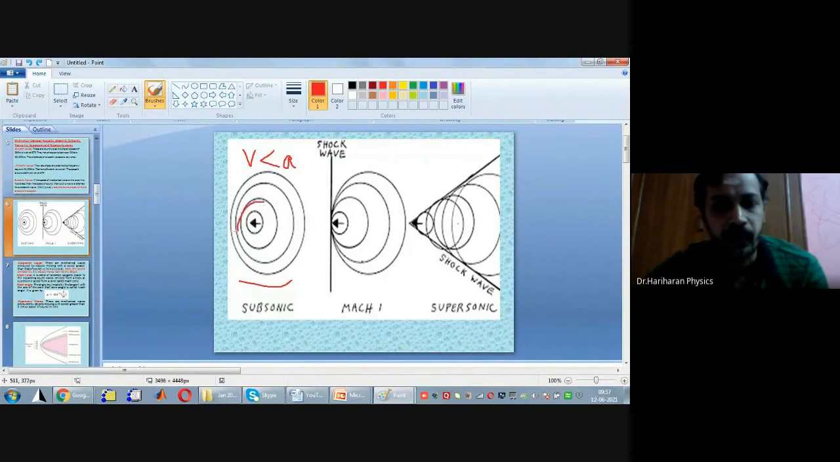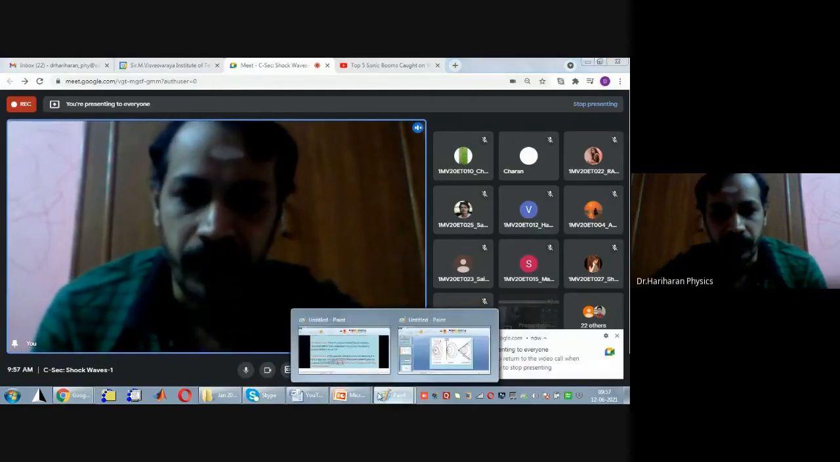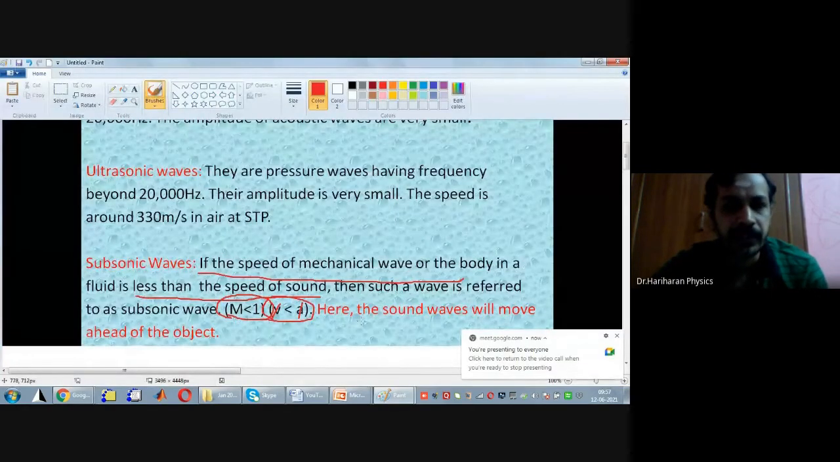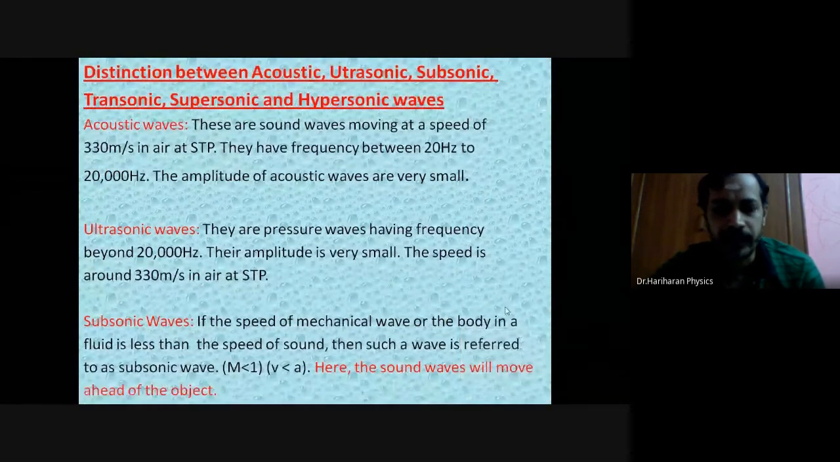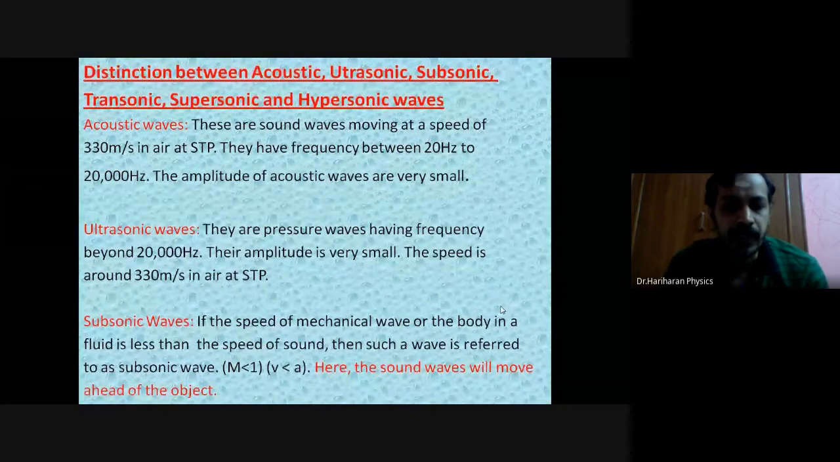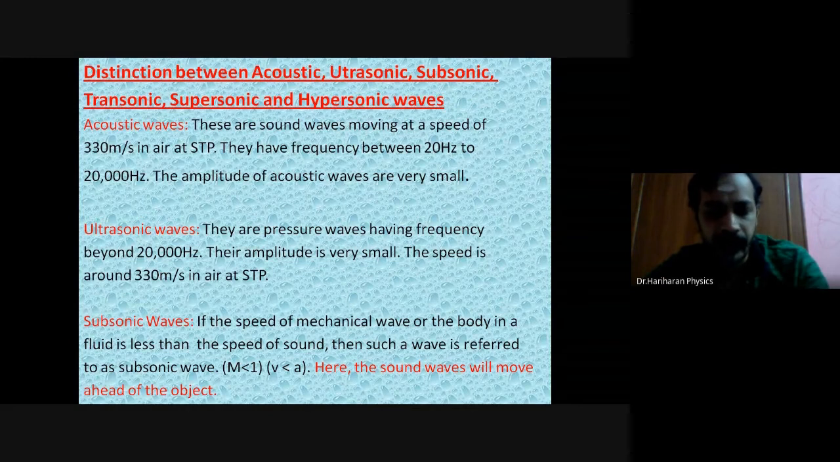These are called as what? Subsonic waves. Okay, clear? So what are subsonic waves? Subsonic waves are the sound waves that are produced by the object moving with a speed that is less than the speed of sound in a given medium. So therefore, Mach number M is going to be less than 1. And it has been highlighted here.